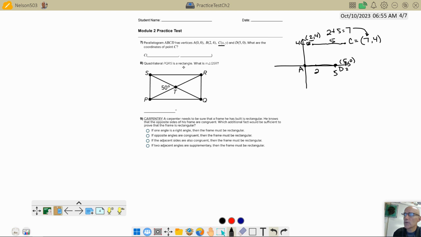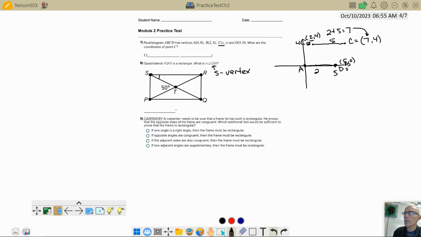Quadrilateral PQRS is a rectangle. What is the measure of angle QSR? Okay, so let's look. That's the first thing our eyes have to do. We have to figure out where the heck QSR is. It's this angle right here. The S is the vertex. It's the middle letter right there. So S is the vertex. And so we need to put S at the point where the two sides of the angle come together.